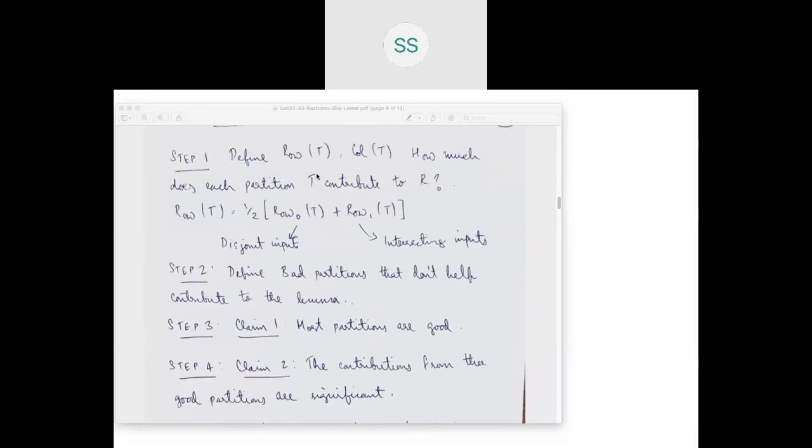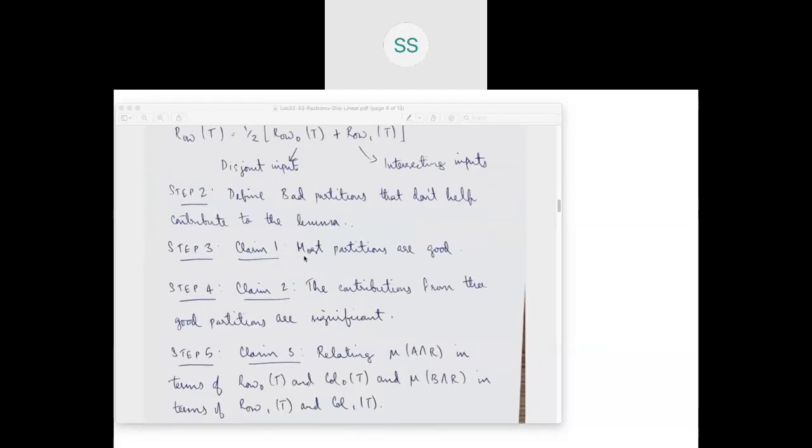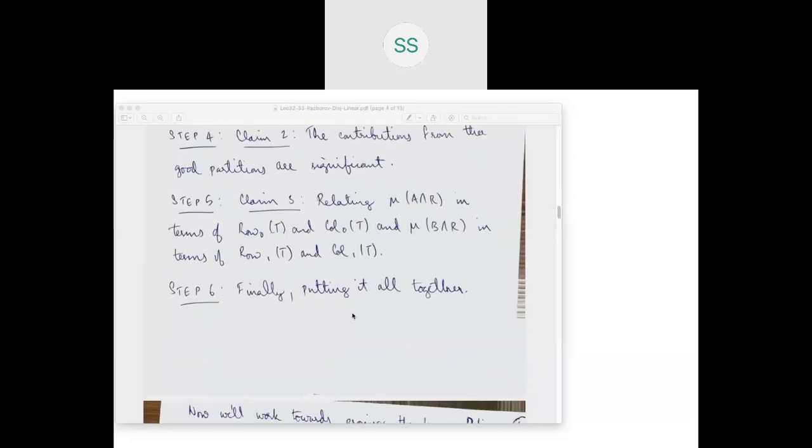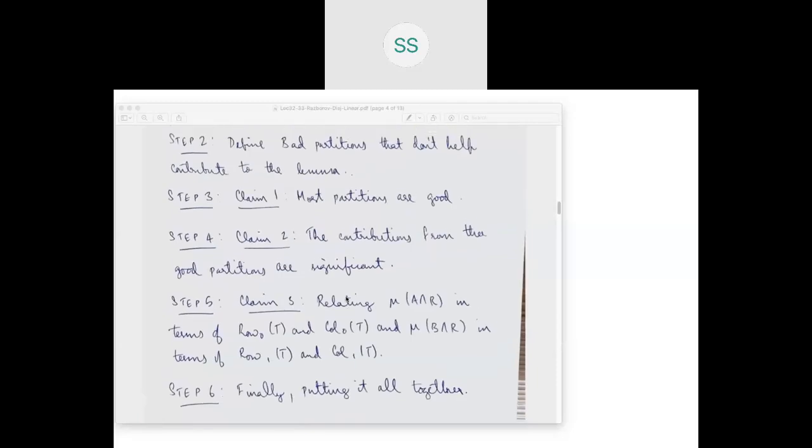First we define this row and column, which are how much each partition contributes to R. Then we'll define bad partitions, and then we'll see that most partitions are good and that the contributions from good partitions are significant. Then we'll see this relation, and then we'll put it all together. So a good plan is to defer the proof of claim 1, which is a bit more involved than the rest, and we'll prove claim 2, claim 3 and the final statement. Claim 1 will be proved in lecture 33.